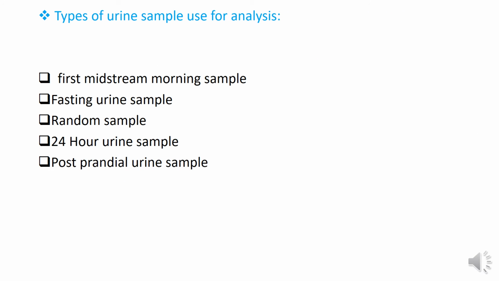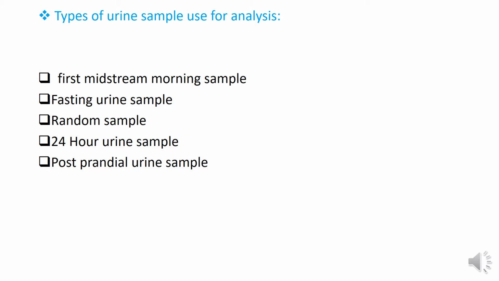Next are the types of urine sample used for analysis. The first sample is the first midstream morning sample, meaning the first stream, midstream morning sample, routinely used for investigation. The second sample is the fasting urine sample. In the fasting urine sample, the first voided sample should be preserved or examined within 30 minutes of collection. The next sample is the random sample, used for urgent examination, collected at any time in 24 hours.